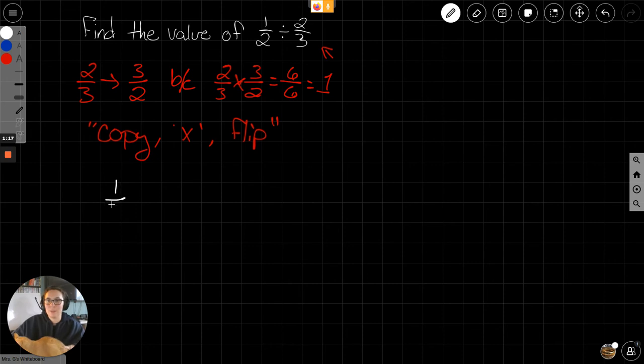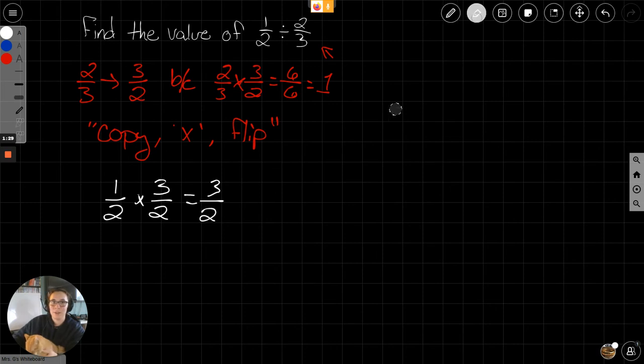1/2 times the reciprocal of our second fraction, which we just decided was 3/2, equals 1 times 3 is 3, 2 times 2 is 4. So the answer is 3/4. So the question is, how many groups of 2/3 can you get out of 1/2? And the answer is you can get 3/4 of one group. Can't quite get a whole group.